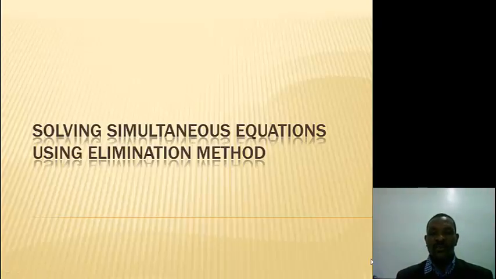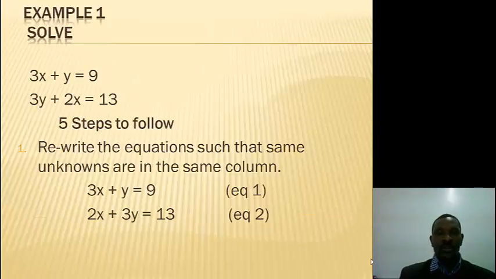Today we discuss solving simultaneous equations using the elimination method. I don't think we need to explain what simultaneous equations are. We've been dealing with them for some time now, and I go straight to example 1. 3x plus y is equal to 9. 3y plus 2x is equal to 13.